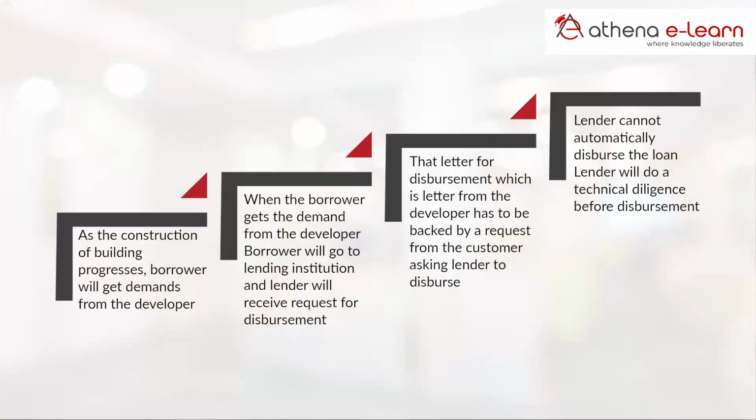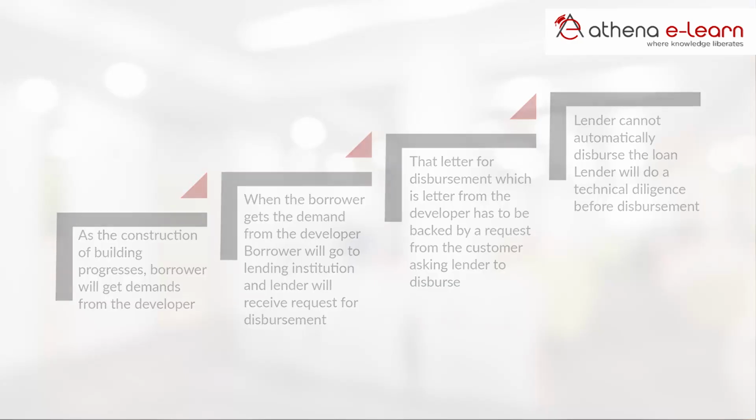The construction of the building progresses, you will get demands from the developer. When you get that demand from the developer, you will go to the lending institution and you as a lender will receive a request for a disbursement. That letter for disbursement, which is a letter from the developer, has to be backed by a request from the customer asking you to disburse. Now, does that mean that you will automatically disburse the loan? No, it does not. You will do a technical diligence where your technical person will actually go to the site and ensure that there is progress of work.